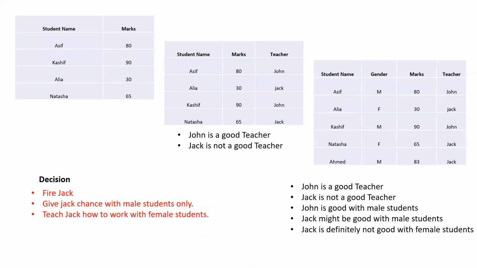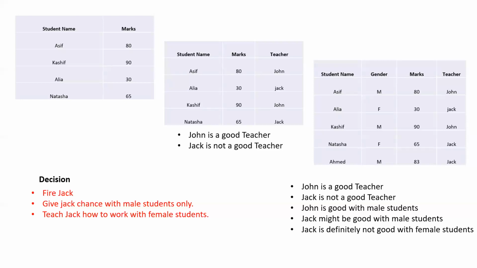So the decision could be something like this. Number one, we can simply fire Jack. You know, he's not good with our students. But based on data, we figure out, let's give Jack a chance with male students only. Because we have figured out that Jack is good with male students, so let us utilize him for male students only. Or let's teach Jack how to work with female students, because if he's lacking in something, let's do that. Okay.